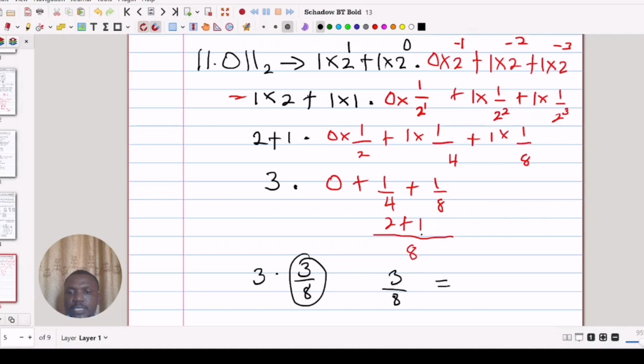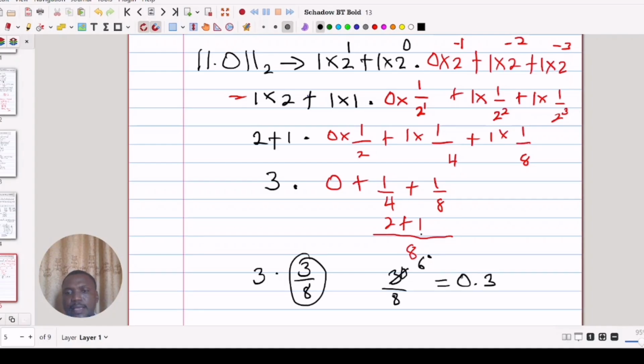8 in 3, that will be 0. Put your point, then you put your 0 here. 8 in 30, that will be 3. 8 times 3 is 24. You remove 24 from 30, you're having 6. Bring down 0, 8 in 60, that will be 7. 8 times 7 is 56. We remove 56 from 60, we're having 4. Bring down 0, 8 in 40, that will be 5.